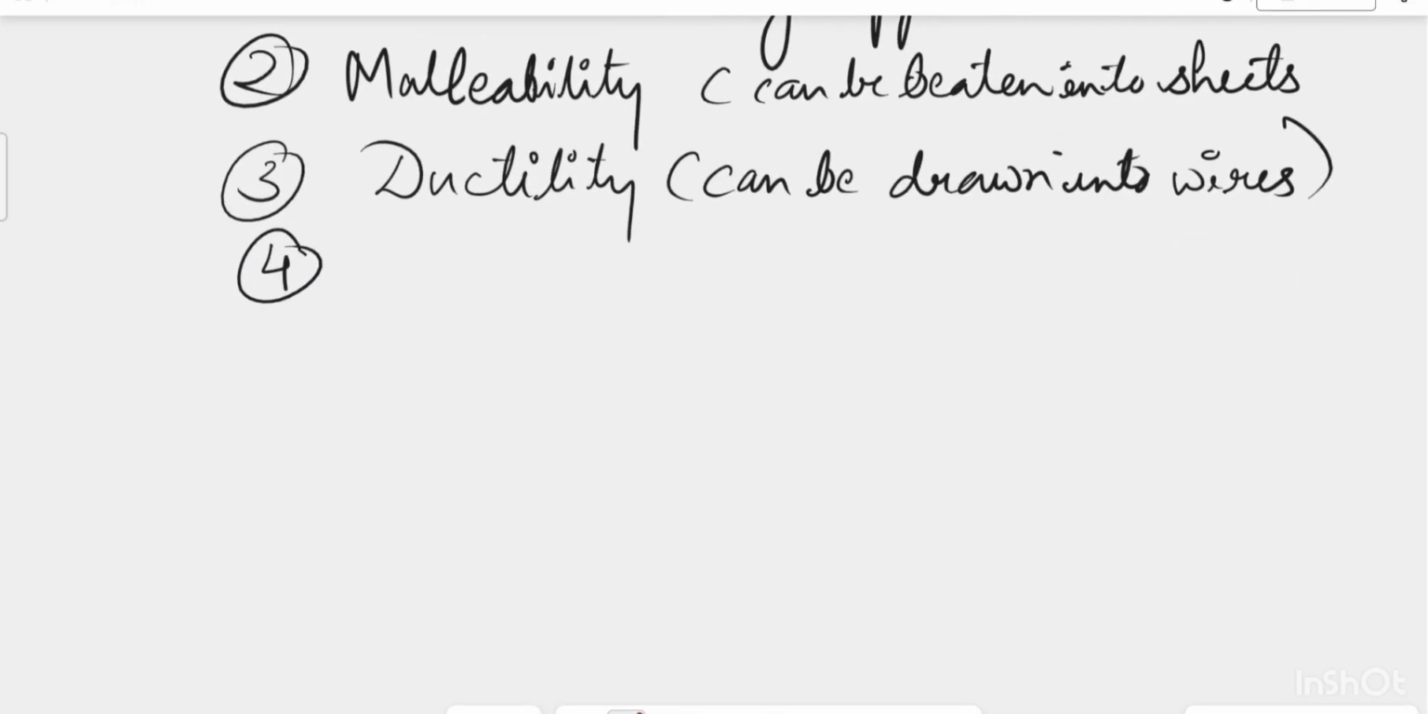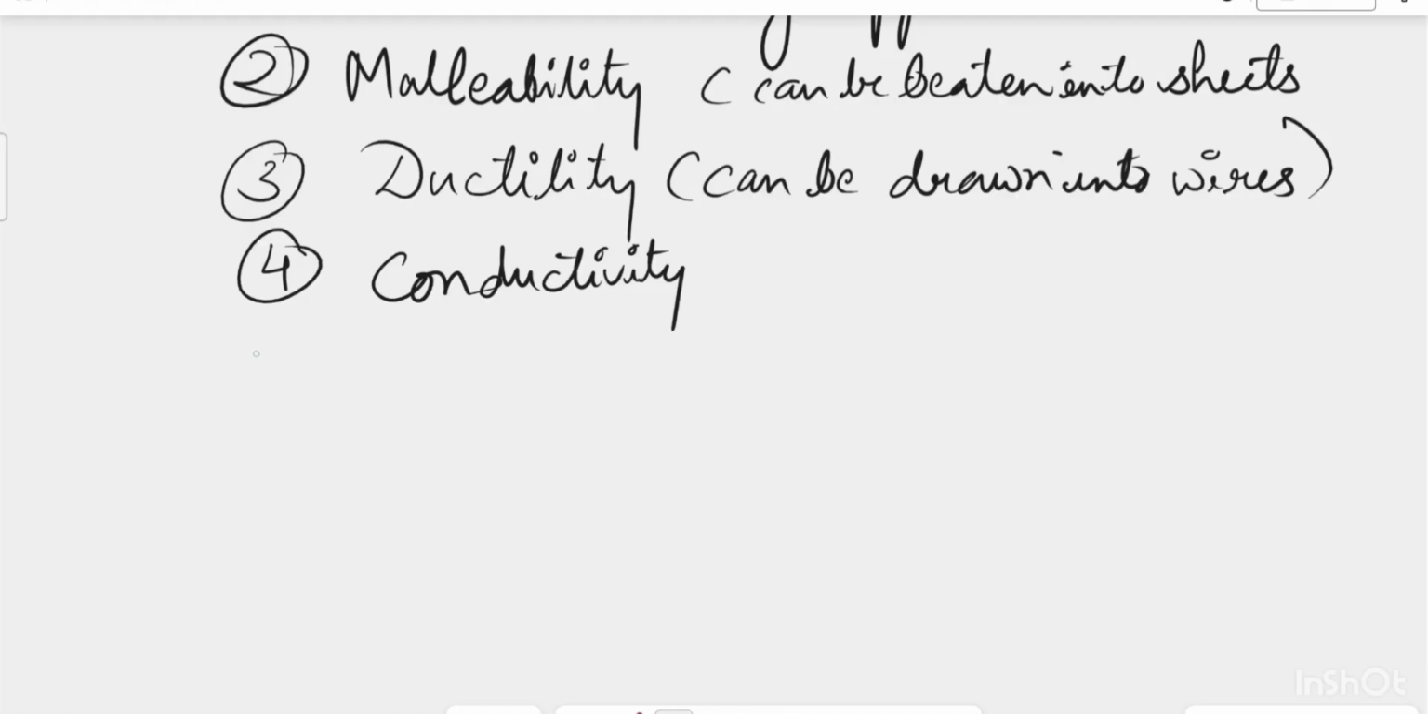Next is conductivity. Metals like silver and copper are good conductors of heat and electricity. That's why these are used as cooking utensils and electrical wires are metallic. So these are good conductors of electricity.